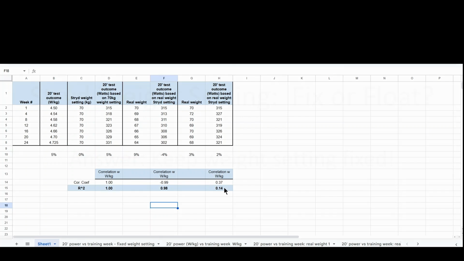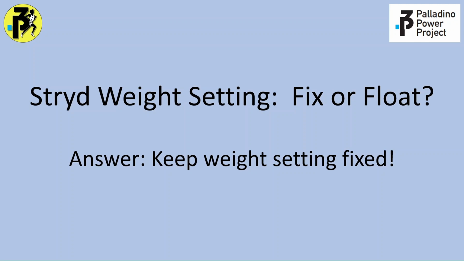So keep your weight setting fixed. That's the take home, especially when your tracking over time is typically watts.